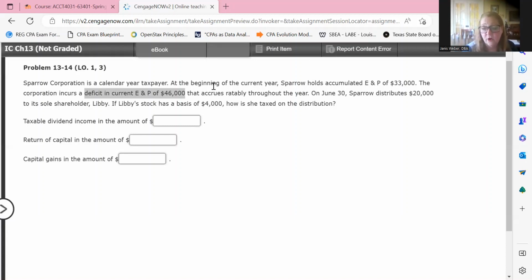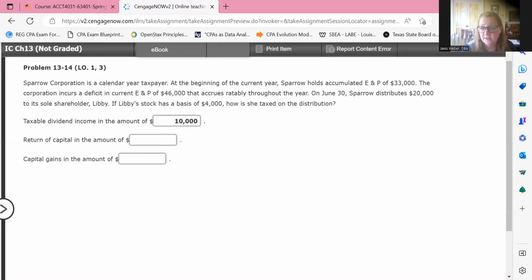I know I could have done a sum instead. $10,000 is the net E&P. And then we have this distribution that is at 20,000. Is that what it was? Look here. Oh, $20,000 distribution. So 10,000 of the distribution is going to be a dividend because that's what her net E&P is. The next 10,000 is going to be either a return of capital or capital gain.